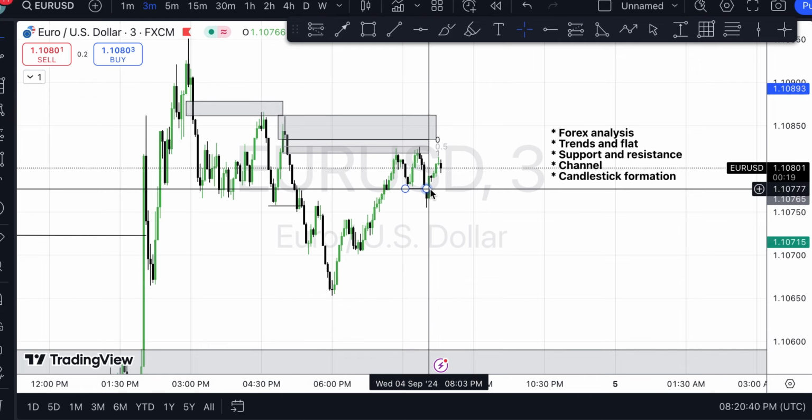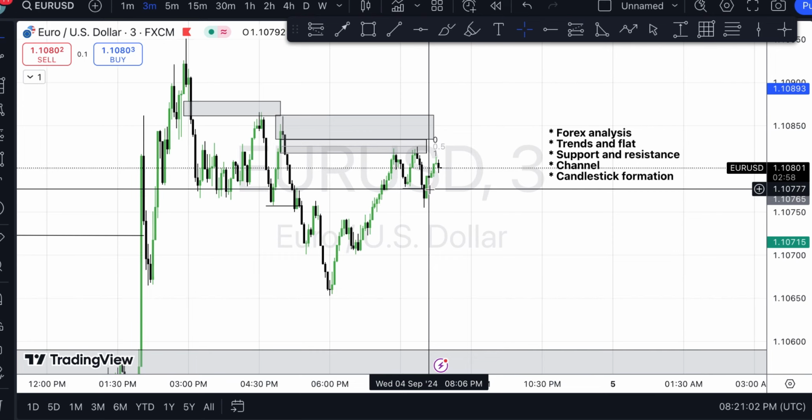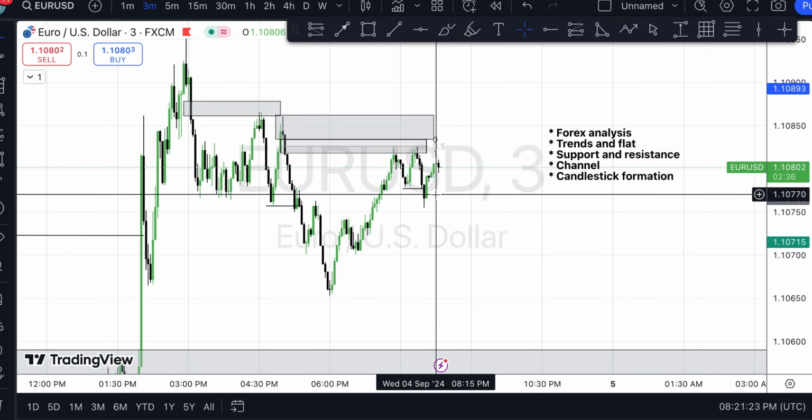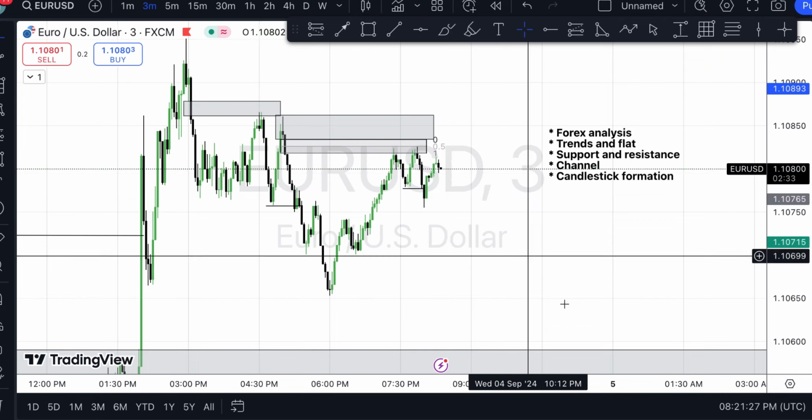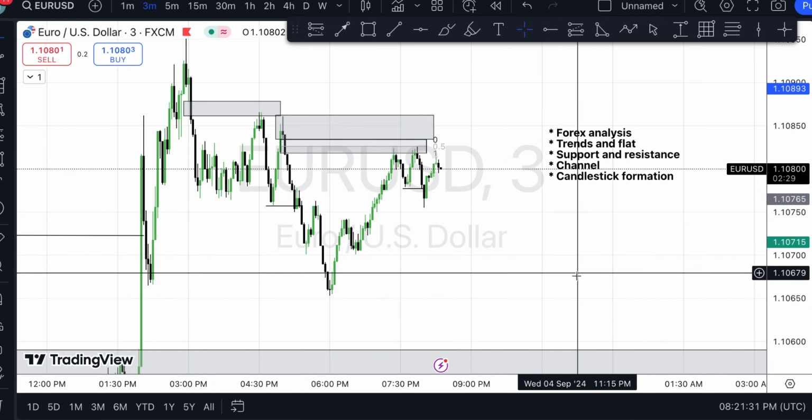So let's look at the word trends. A trend in forex refers to the general direction in which a currency pair's price is moving over a specific period of time. There are three main types of trends.